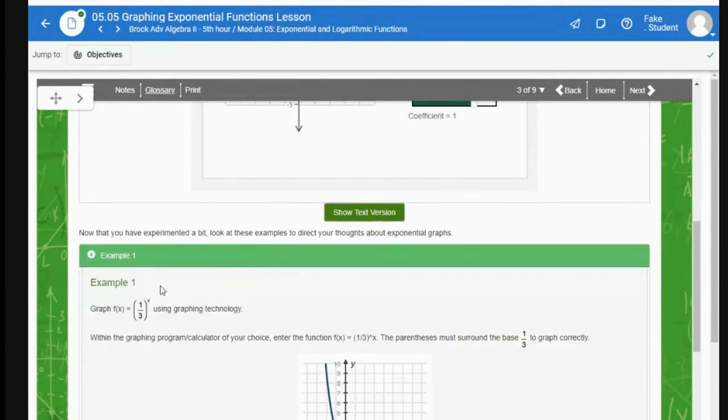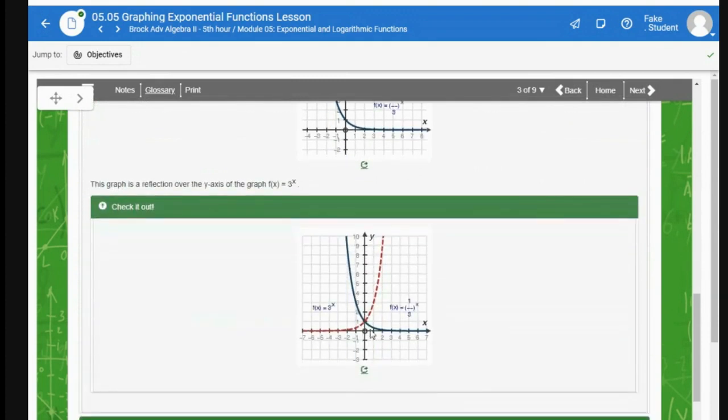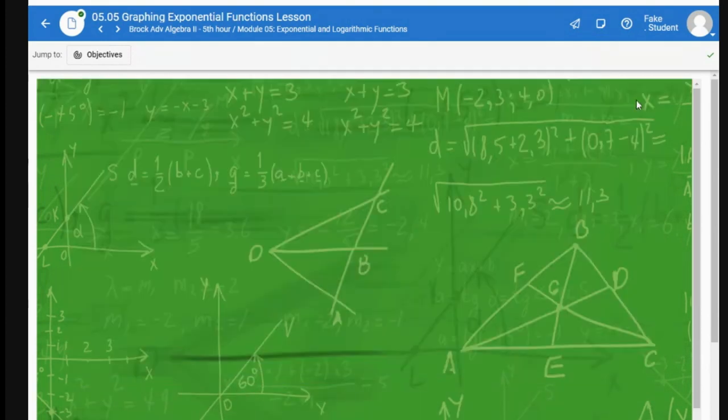It says graph this using graphing technology, which you can do. You can go to Desmos and type in that equation. And then, is this a reflection of this? This is a reflection. Check it out. So you can look at those 4 examples. Page 4.